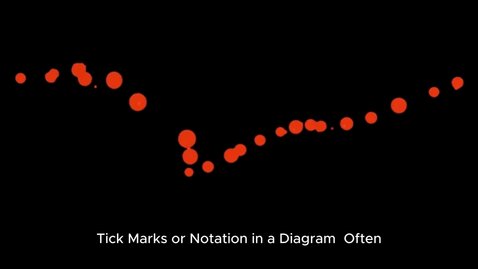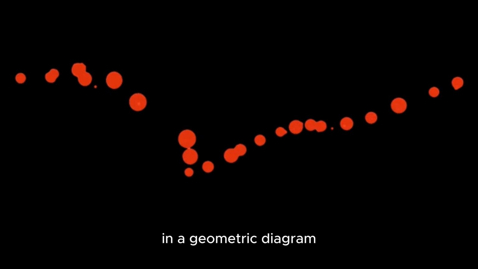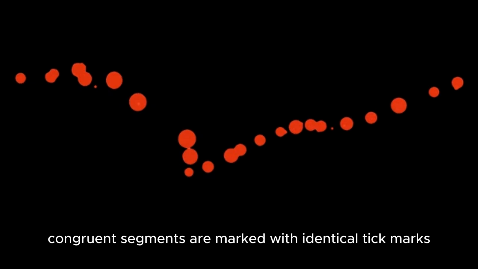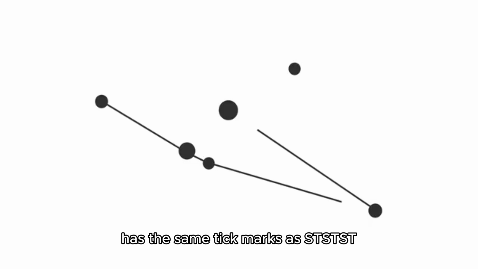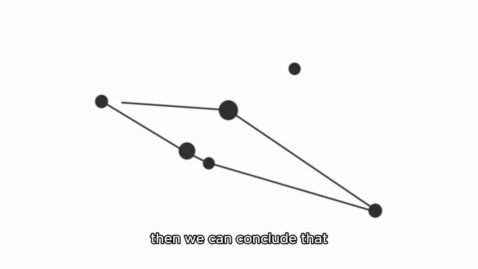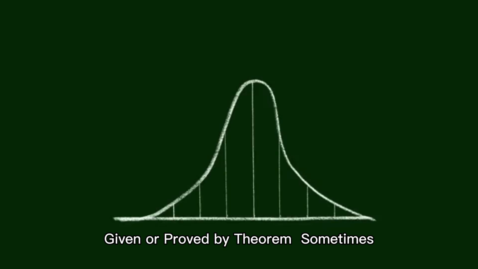Tick marks or notation in a diagram. Often, in a geometric diagram, congruent segments are marked with identical tick marks. If another segment, such as UV, has the same tick marks as ST, then we can conclude that ST ≅ UV.